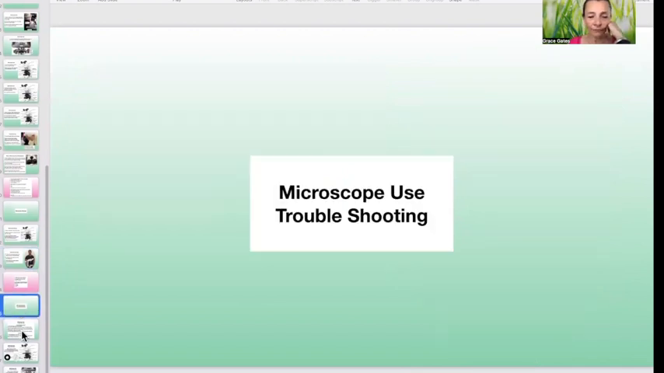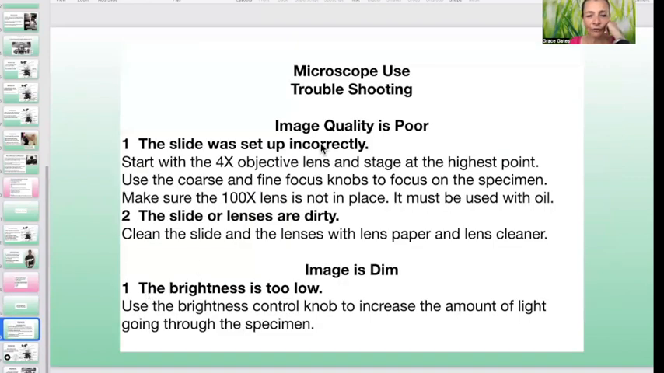Okay, troubleshooting. These are things that commonly go wrong. So perhaps your image quality is poor. That could mean that the slide was set up incorrectly. So start with your 4x objective lens and stage at the highest point. Use the coarse and fine focus knobs to focus on the specimen. And make sure the 100x lens is not in place. We don't use that. And this is often the only problem.